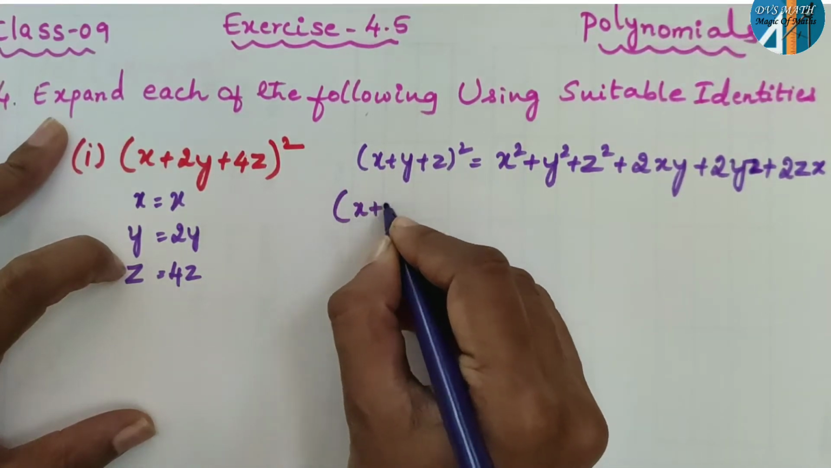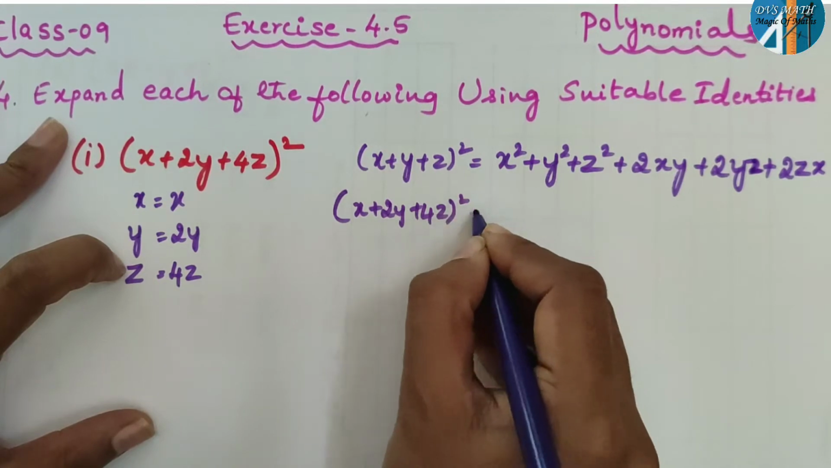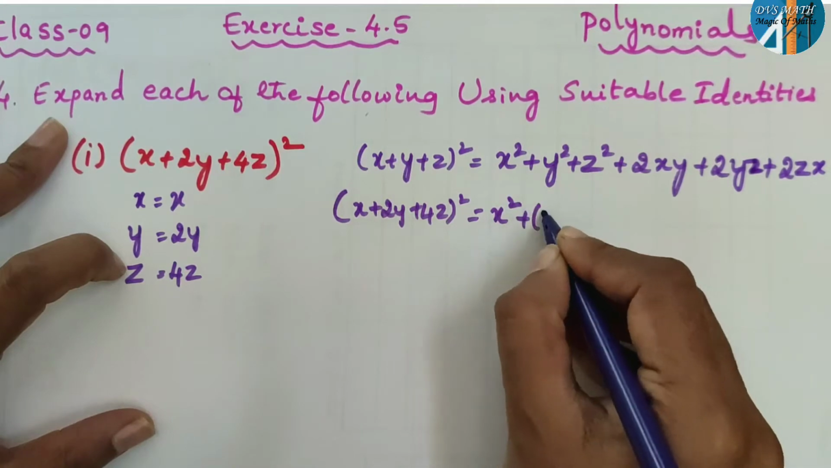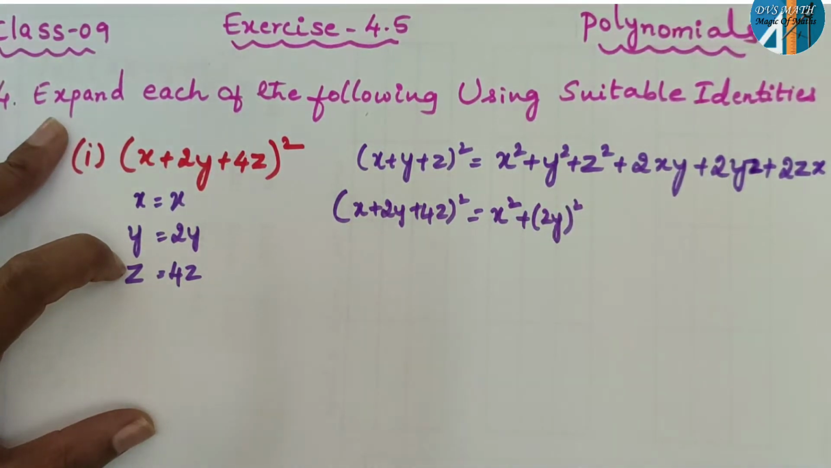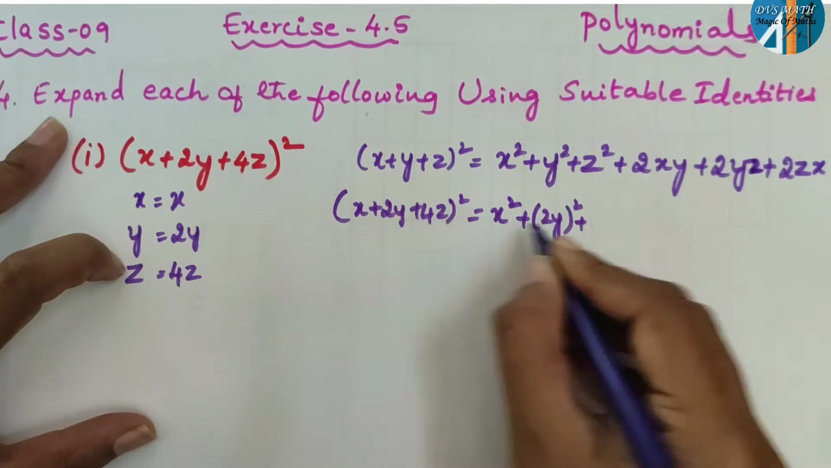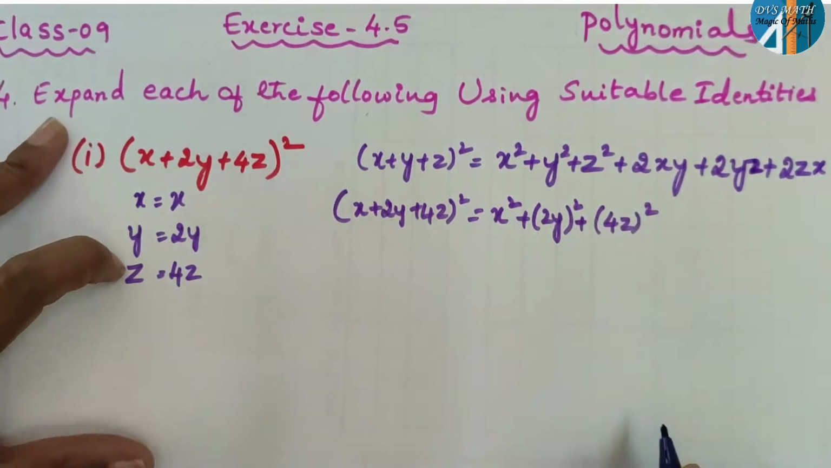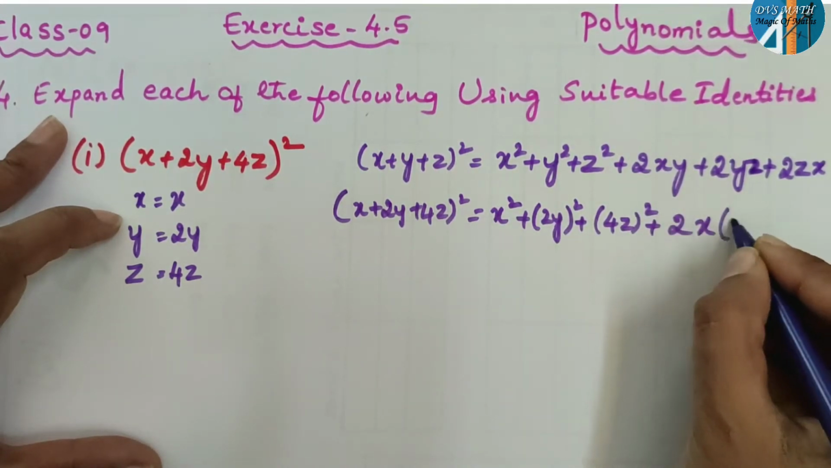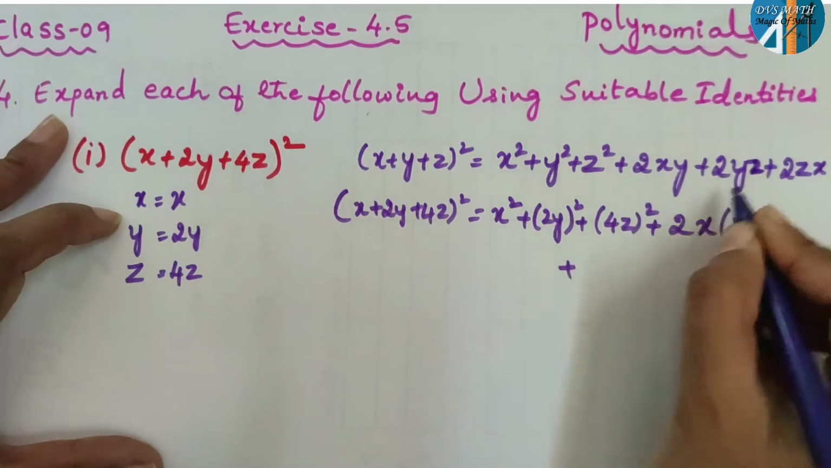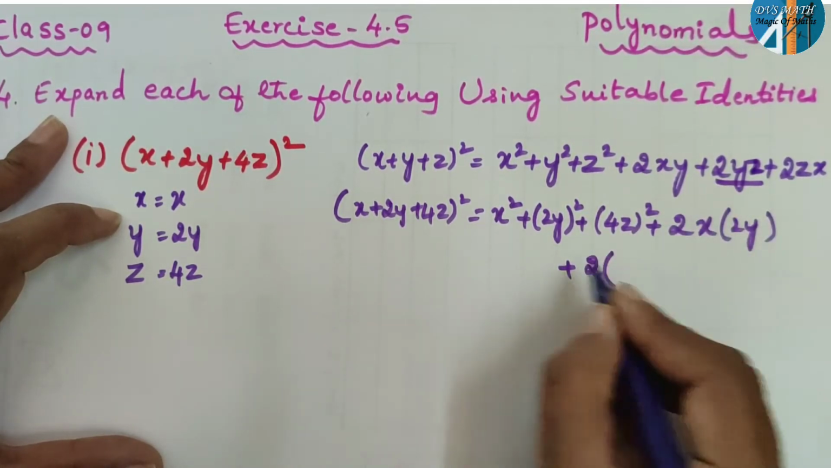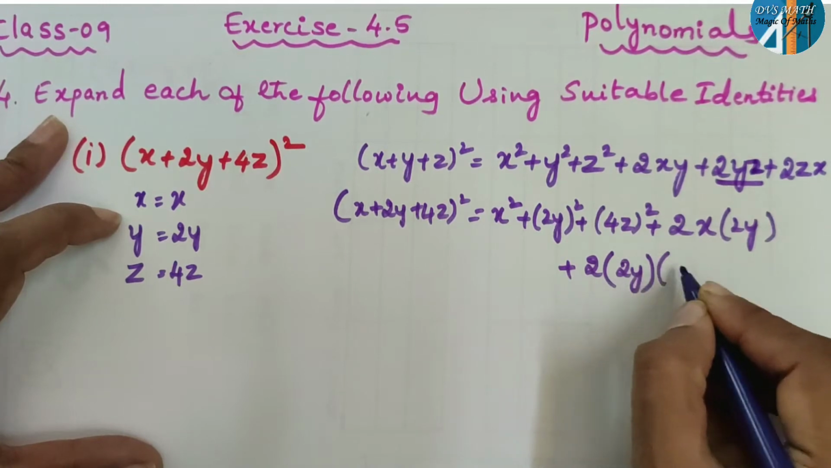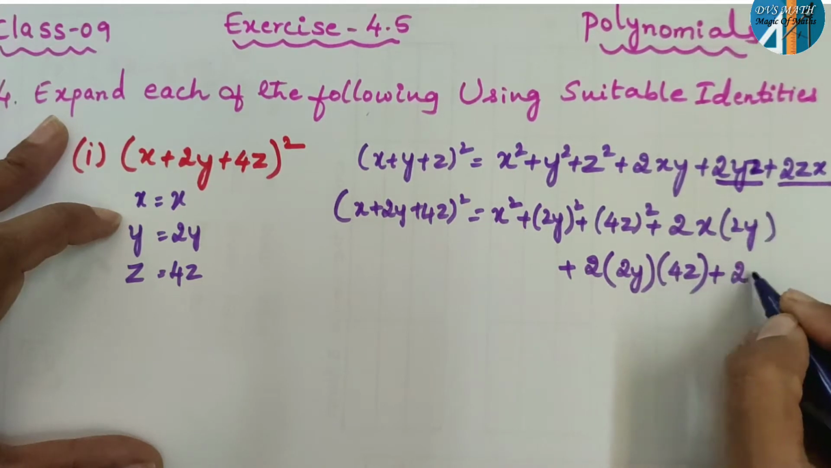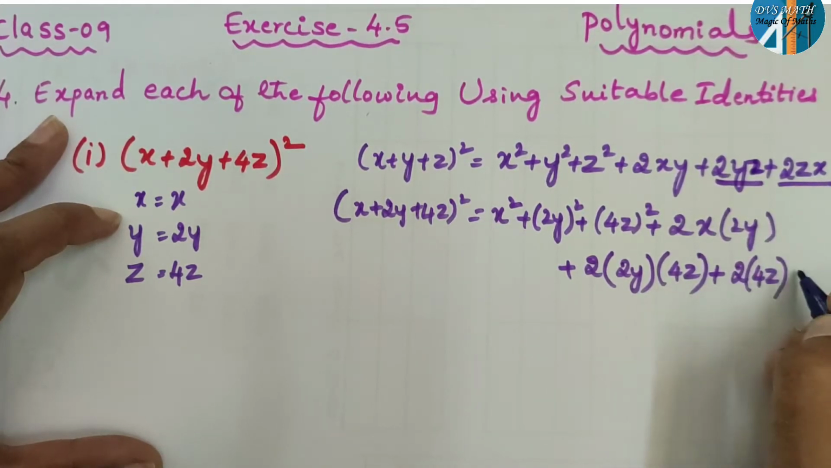So here we have x plus 2y plus 4z whole square is equal to x square, it is x square only because x only. But in the place of y we have 2y whole square, plus in the place of z we have 4z whole square, plus 2 into x, what is x? x only. What is y? 2y. Plus 2yz, 2 into y, which is 2y, and z, which is 4z. So when you are writing, be careful. Then 2zx, 2 into 4z plus x, it is x only.